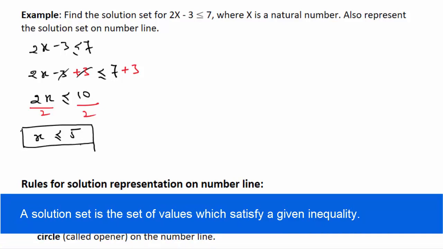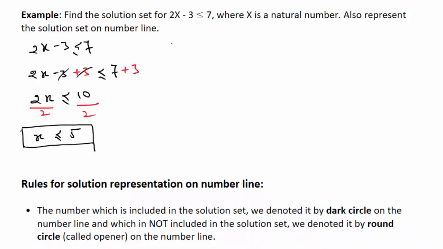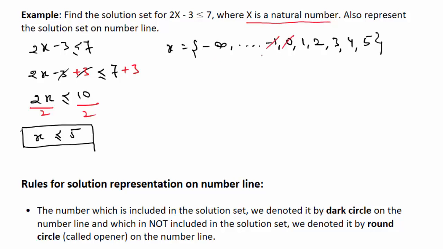So all the values which are less than or equal to 5 will satisfy this inequality expression. So the values which are less than or equal to 5 are x equal to minus infinity to minus 1, 0, 1, 2, 3, 4, 5. But this is not the solution set for the above expression, because as per the question, x is a natural number, and we know that 0 and negative numbers are not natural numbers. So the correct solution set will be x equal to 1, 2, 3, 4, 5.